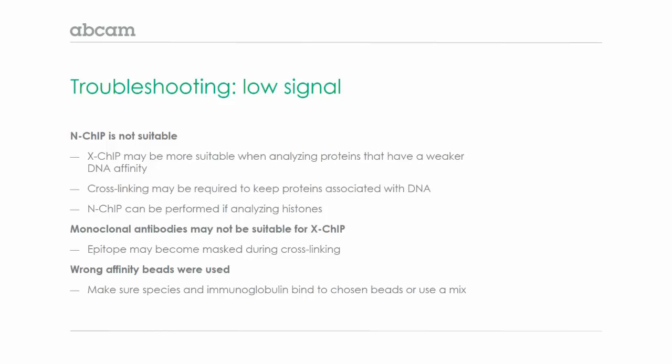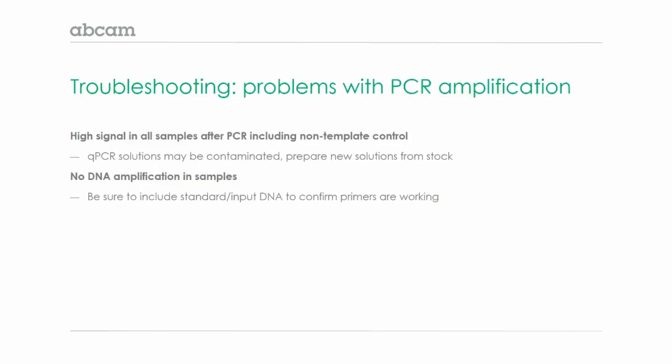And make sure you're using the correct affinity beads, so make sure the antibody species and immunoglobulin bind to the chosen beads, or use a protein A/G mix. What about problems with the PCR amplification? If you're getting high signal in all of your samples after PCR, including the non-template control, your PCR solutions may be contaminated, so you should use new solutions.